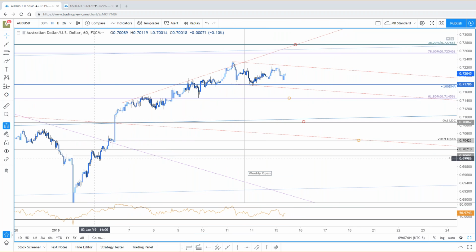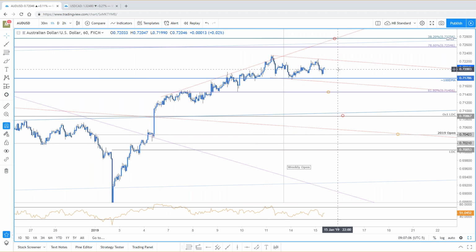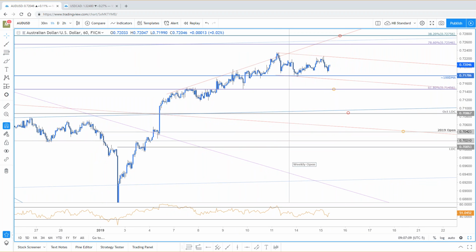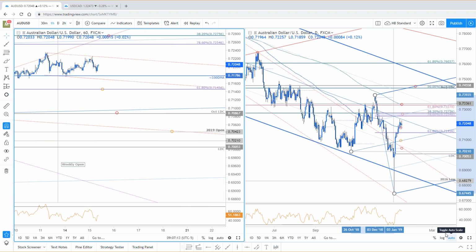I just think it's too simple. I just don't think it's going to crack lower from here straight on. It needs to make another run. Any questions on Aussie dollar?